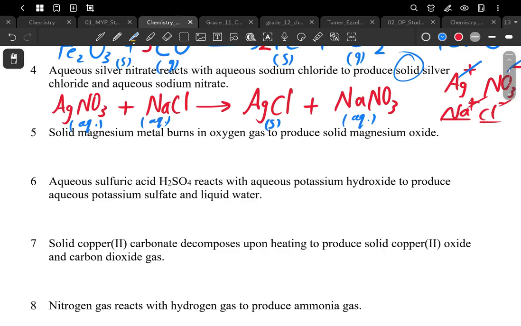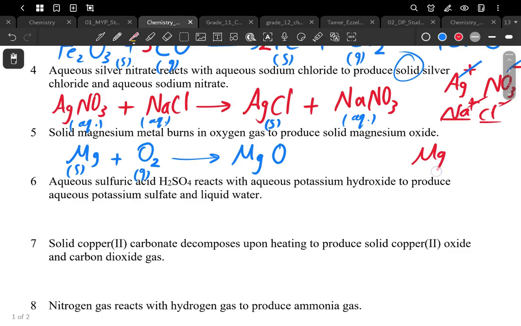Solid magnesium metal burns in oxygen gas to produce solid magnesium oxide. So magnesium metal, Mg, solid, burns in oxygen, means reacts with oxygen gas. Oxygen O2, you should put it 2. Why? Because, as we said before, any gas actually is a diatomic molecule. Oxygen gas to produce solid magnesium oxide, MgO. How do I know this?